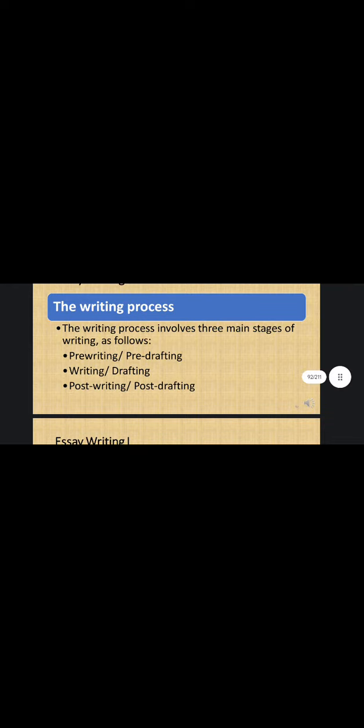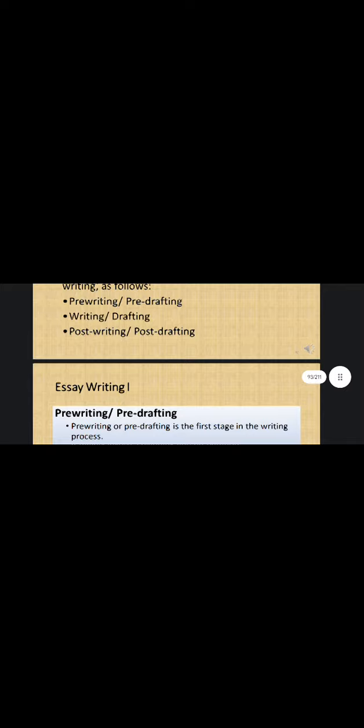What should I do after writing my essay? So that is all about the post-writing. Now we are coming to look at the three writing processes: the pre-writing or pre-drafting, the writing or drafting stage, and then post-writing or post-drafting. We will take them one after the other, break them into pieces so you can understand them better.